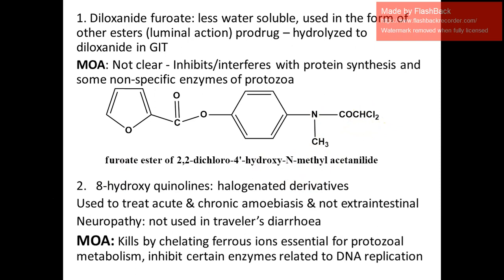The second drug is the 8-hydroxyquinolines, which are again luminal amebicides. These are basically the halogenated derivatives which are used to treat both acute and chronic amoebiasis, but not extraintestinal. Okay, so it is effective only in the lumen of the intestine. It is luminal. Neuropathy: the side effect of these 8-hydroxyquinolines is that they can cause neuropathy, meaning some abnormal changes in the nervous system. And that is why it is not used in traveler's diarrhea.